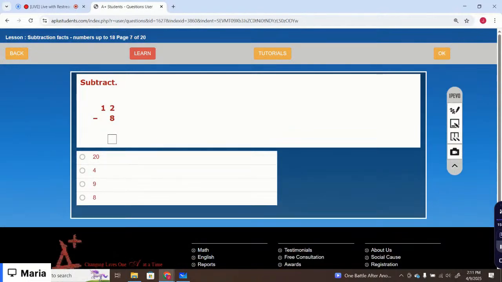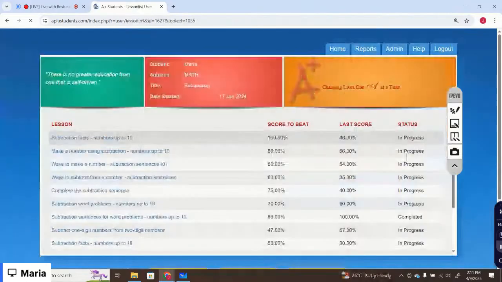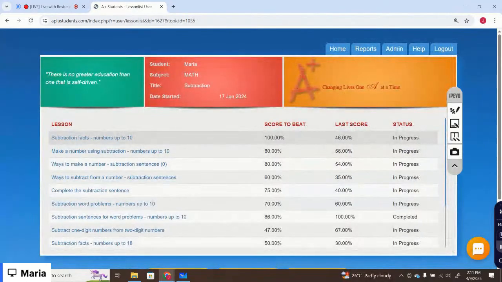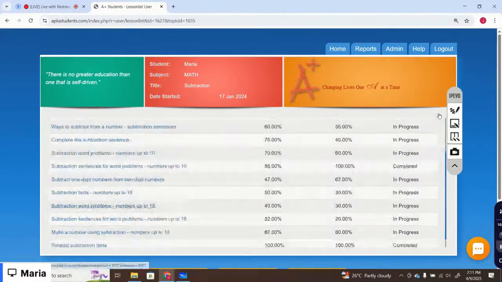Okay, you can complete the lesson by yourself today. Let's move on to the next lesson. The next lesson is subtraction word problems, numbers up to 18.